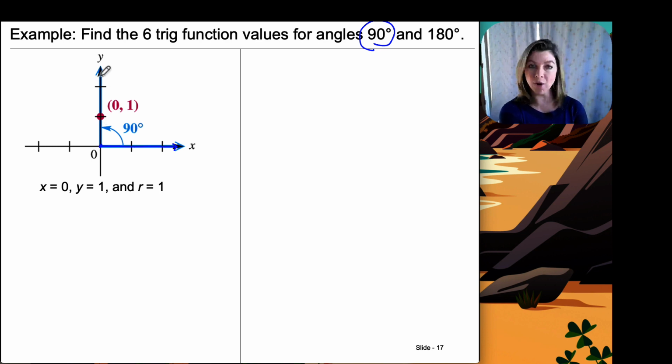We take any point on the terminal side. I'm going with (0, 1). If you want, you can go with (0, 2), or any point on this terminal side. As long as we don't make a mistake, we'll get to the right answer.